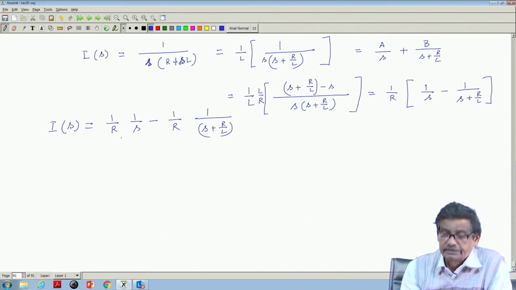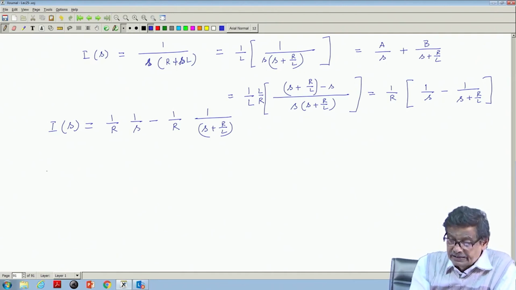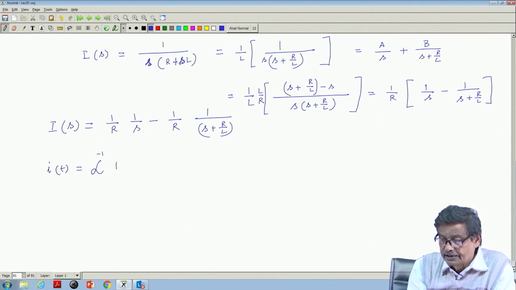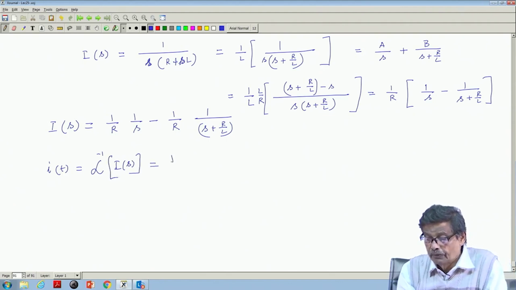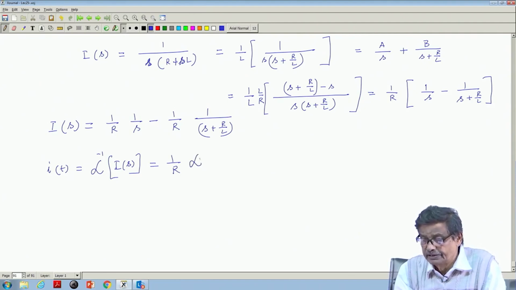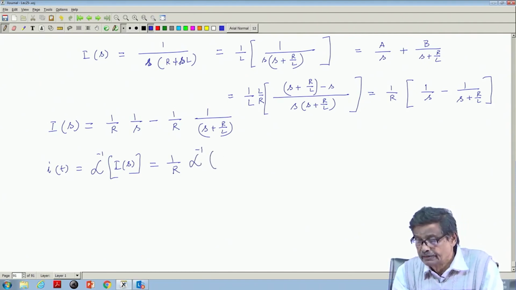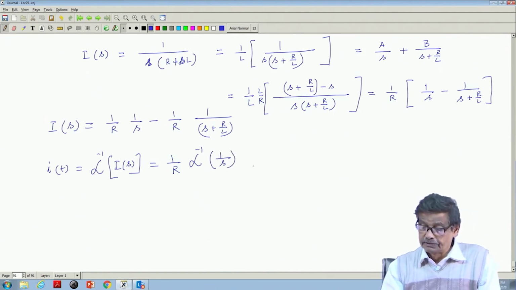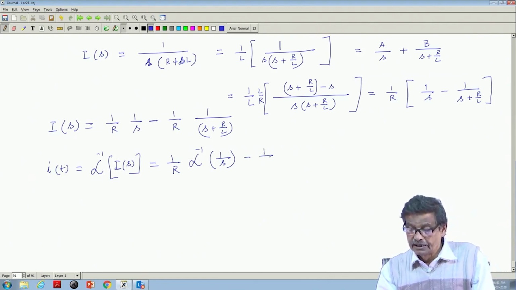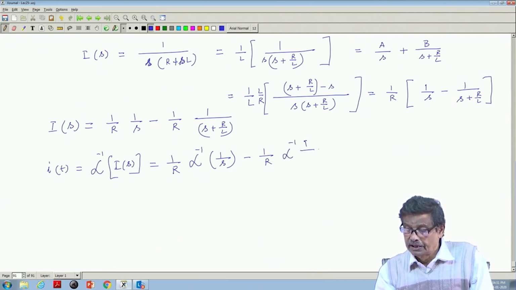Now, you look at these things. i(t) is equal to Laplace inverse of I(s), which means 1 by R. I am writing elaborately so that you do not miss these steps. Later it will not be necessary when you become habituated with it. So, Laplace inverse of this minus 1 by R Laplace inverse of 1 by S plus R by L.